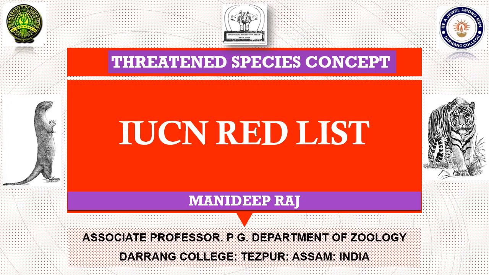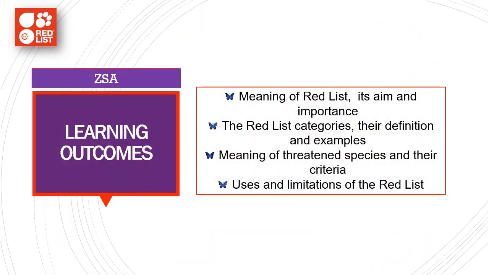So now let us first go into the learning objectives. After going through this lecture, we will get to know the meaning of the Red List, its aims and its importance, what the Red List categories are, what their definitions are, and we'll cite a few examples. Then the meaning of threatened species and the criteria on the basis of which they are delineated, and the uses and limitations of the Red List concept.